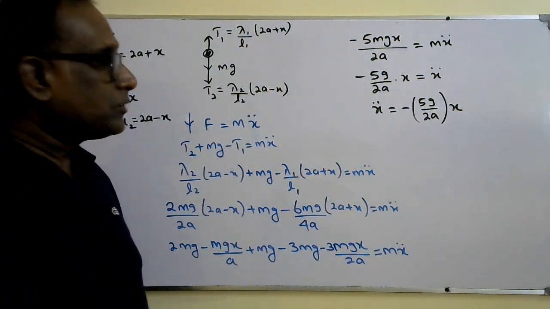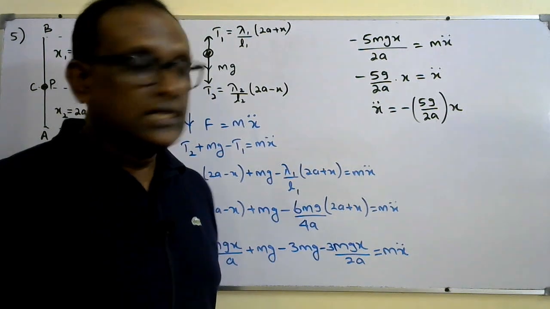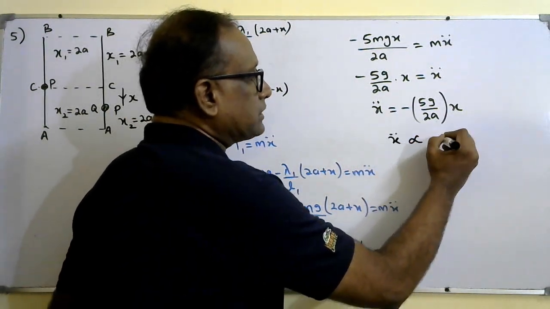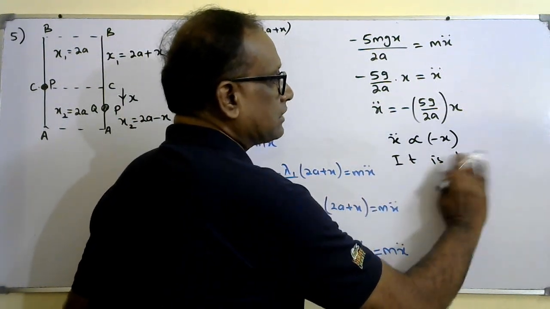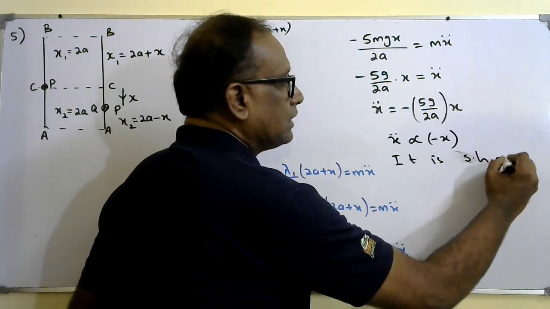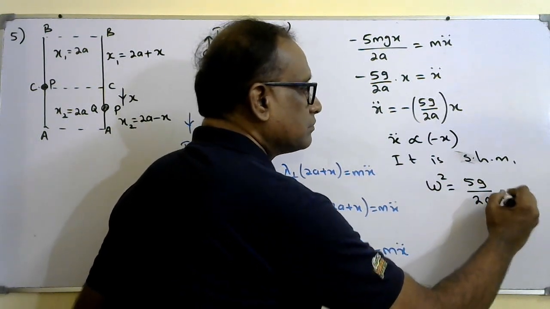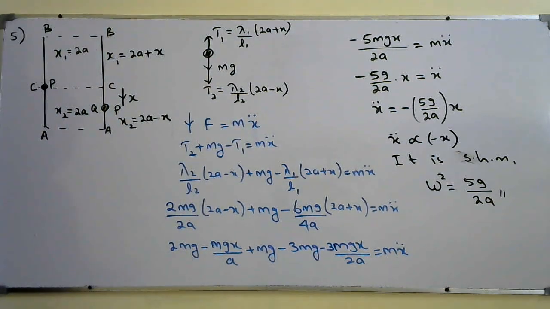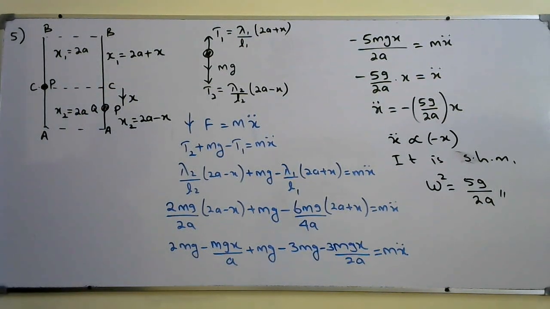So it's in the form of simple harmonic motion. x double dot equals minus omega squared x, because g is a constant and a is a constant. Therefore x double dot is directly proportional to minus x, therefore it is simple harmonic motion, and omega squared is equal to 5g over 2a. So along the direction of x, take it positive and nothing will go wrong. So this is the answer for the B part.